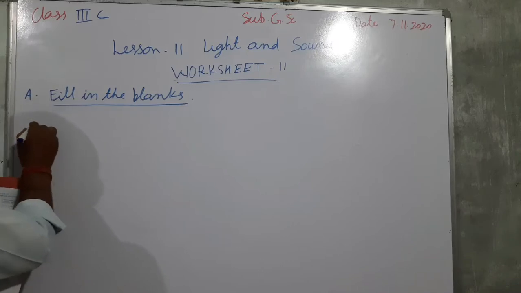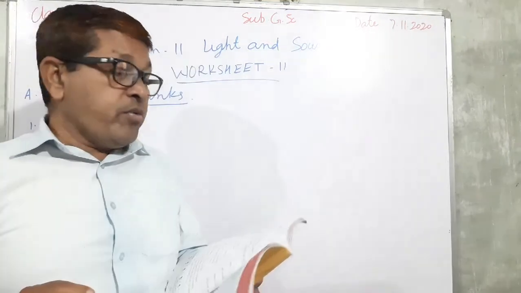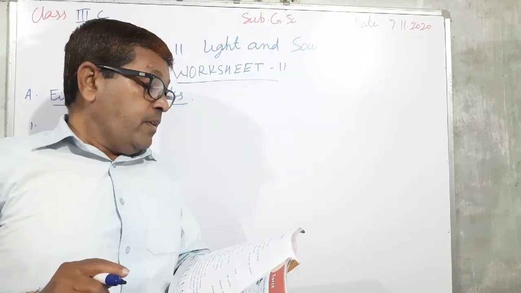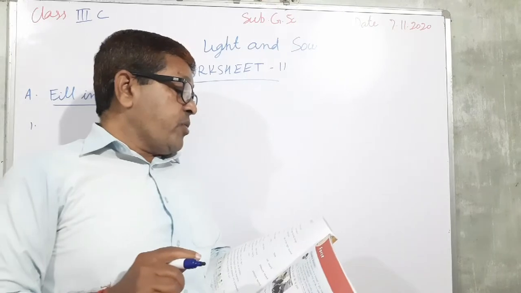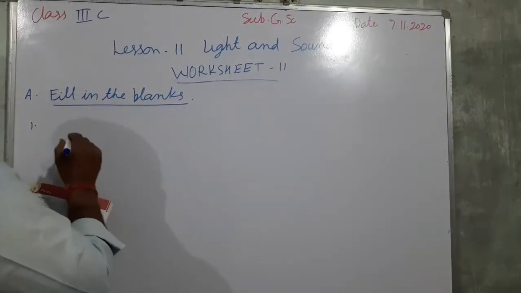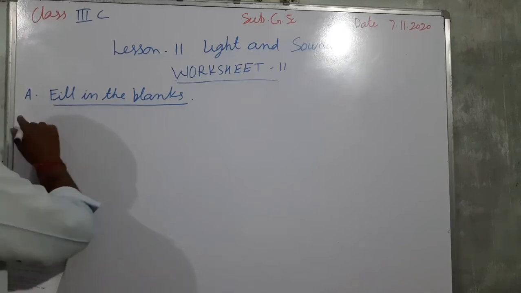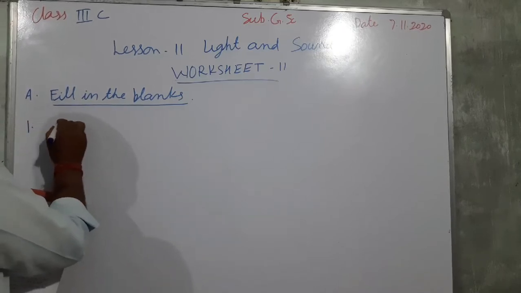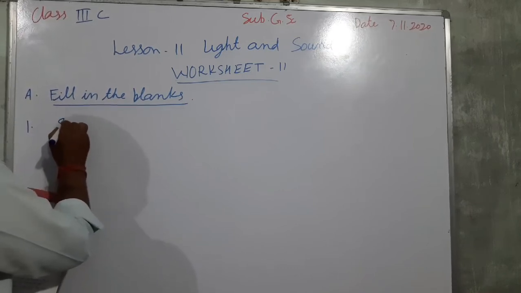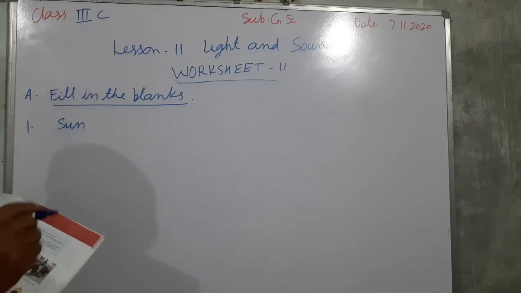So first, the blank is the natural source of light. So what do we fill here? The blank is the natural source of light. So here you have to write the first, the sun. The sun is the natural source of light.